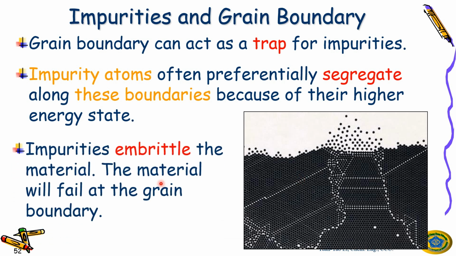So with impurities in brittle materials, the materials will fail at the grain boundaries. Okay.